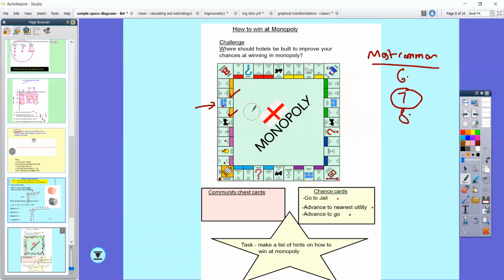Okay, where else? Advance to go. That's quite a good one. 1, 2, 3, 4, 5, 6, 7. Oh, look. See, there's no coincidence here, is there? That 6 and 8, yeah, I want those properties. Where else can we go to? Nearest utility. Let's take the electric company. 1, 2, 3, 4, 5, 6, 7. 7's actually there. That's a nice one.